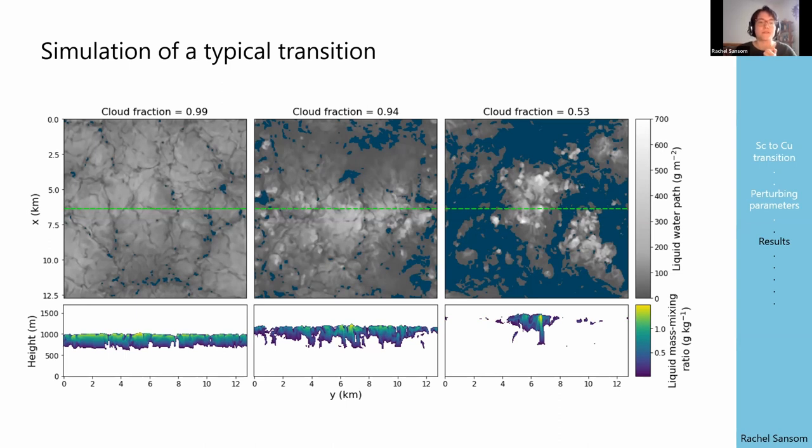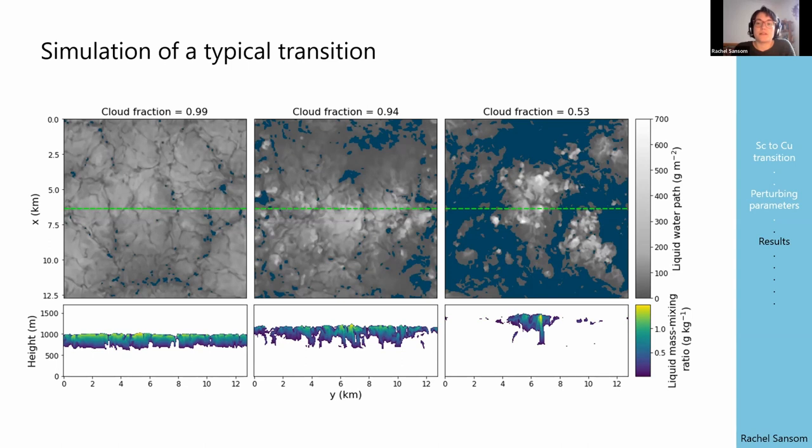So on the left is the beginning of the simulation. You can see it's a uniform stratocumulus cloud, and it's got a high cloud fraction. That's the fraction of columns that are cloudy. Then in the middle, from midway through the simulation, you can see the cumulus plumes in the bottom plot rising up into the stratocumulus, but we've still got a high cloud fraction. And then finally, at the end of the simulation, you're just left with this cumulus cloud on the right plot, and the cloud fraction has suddenly dropped to around half of what it was initially.